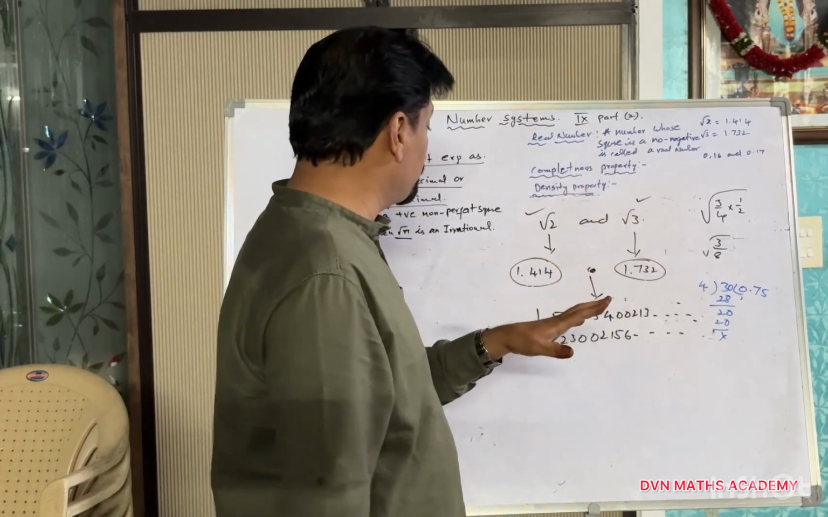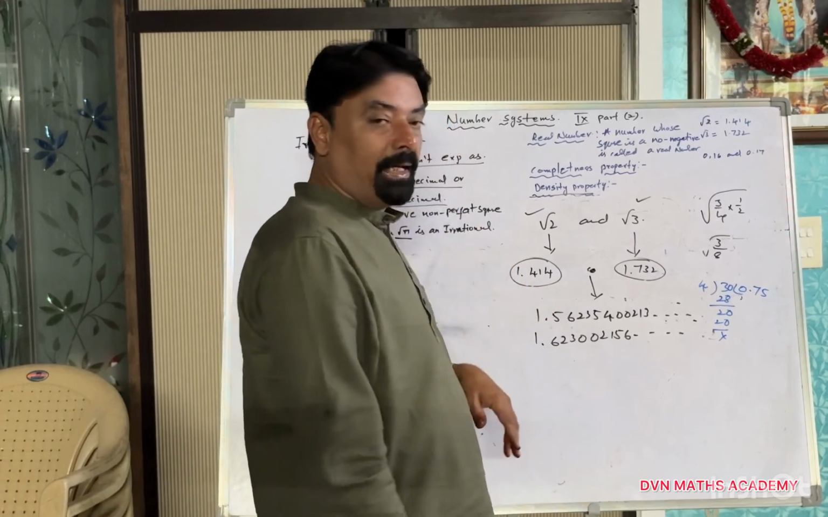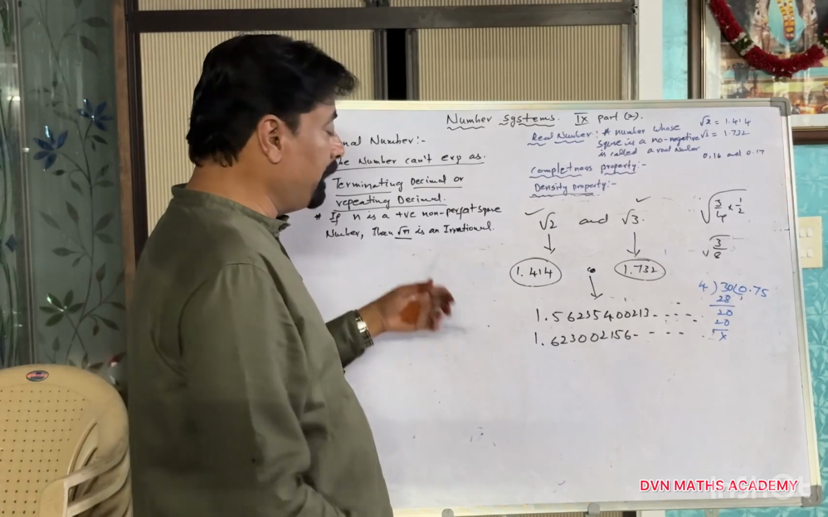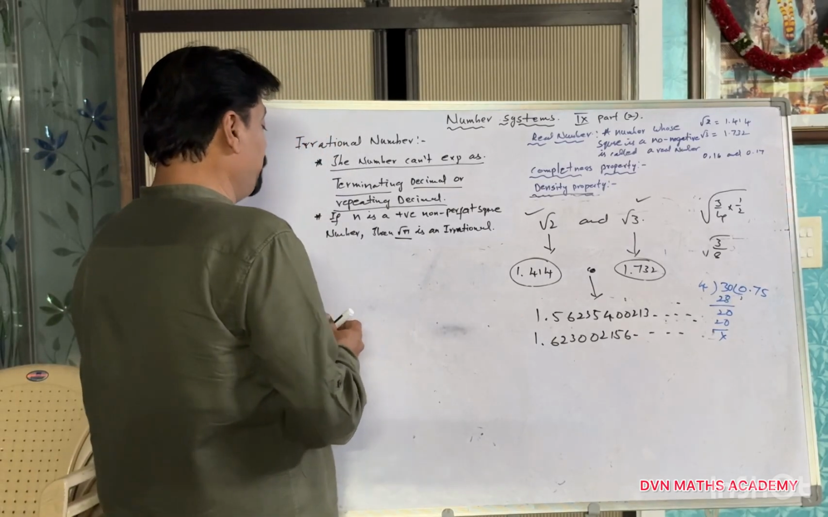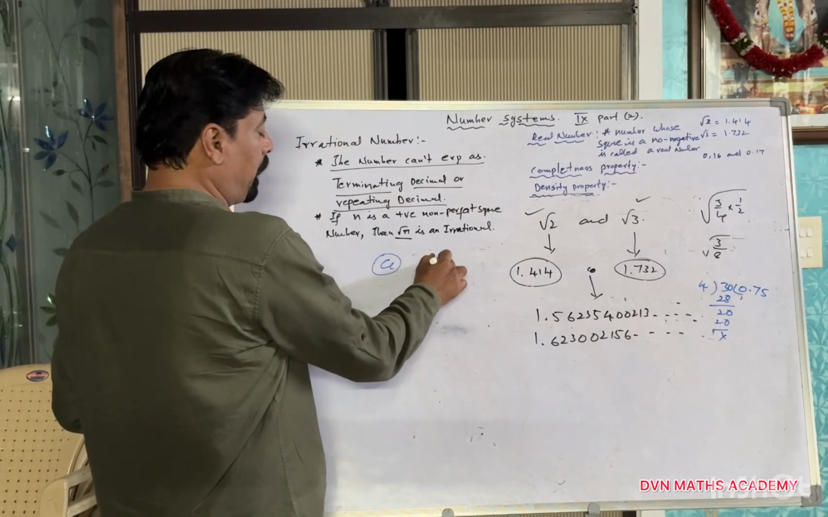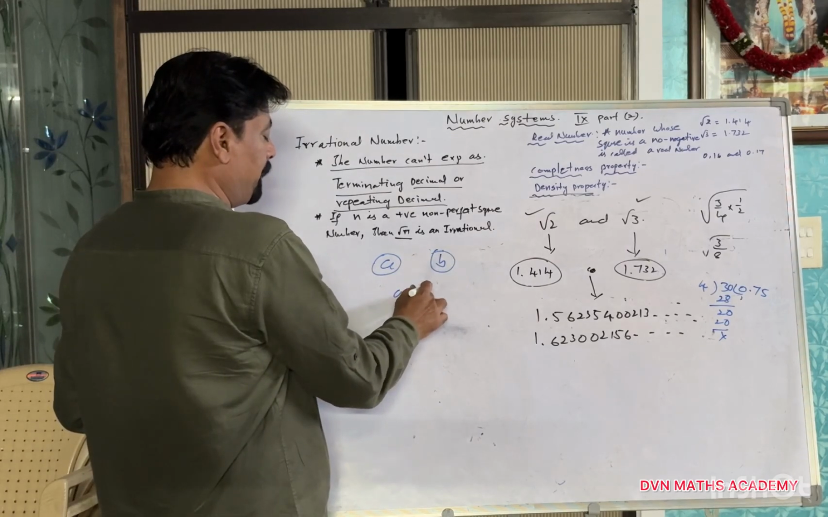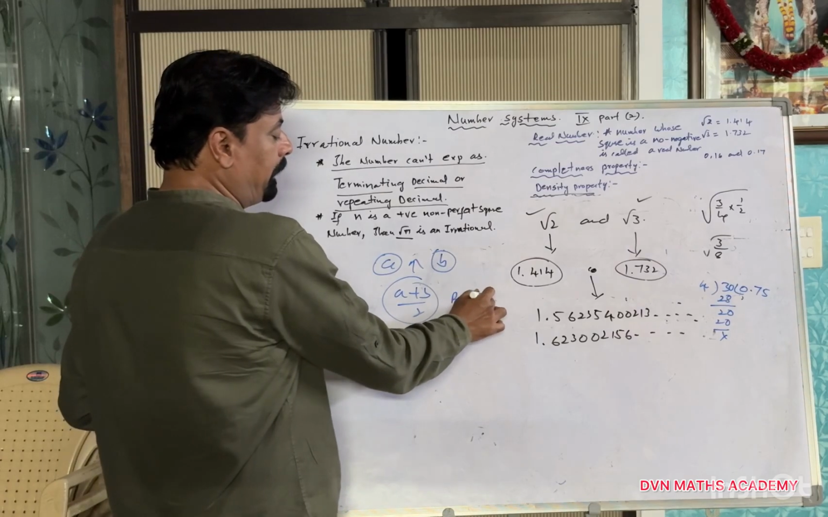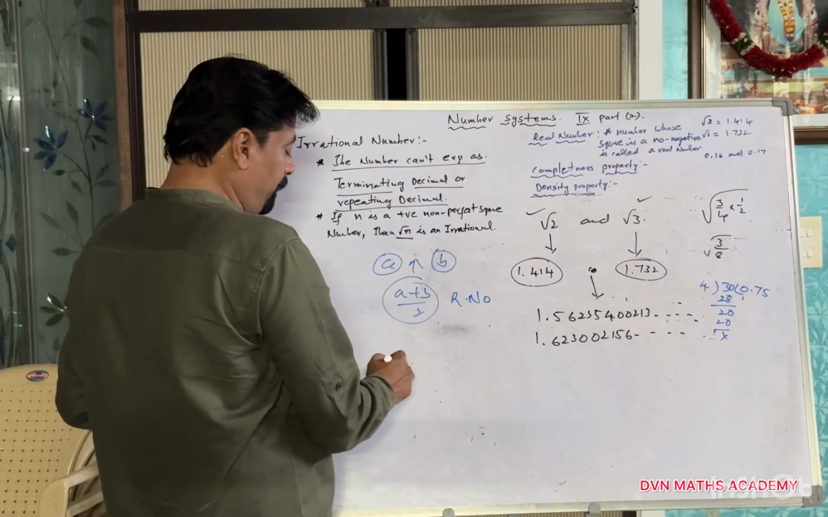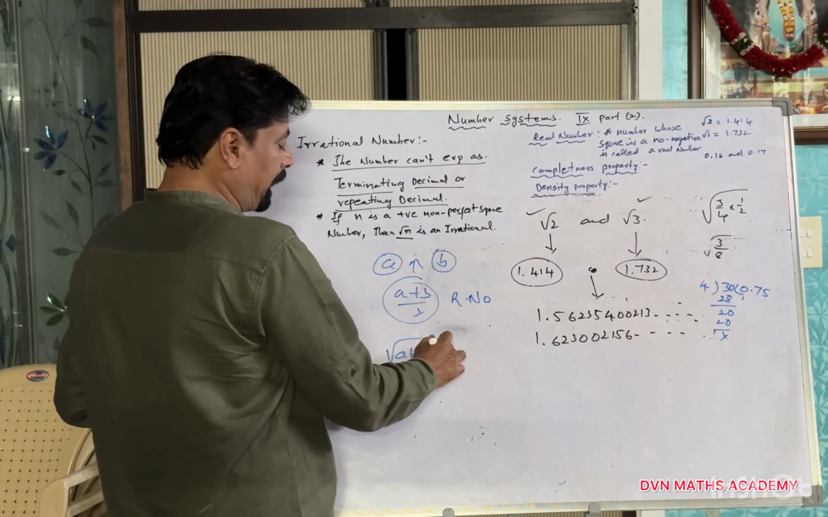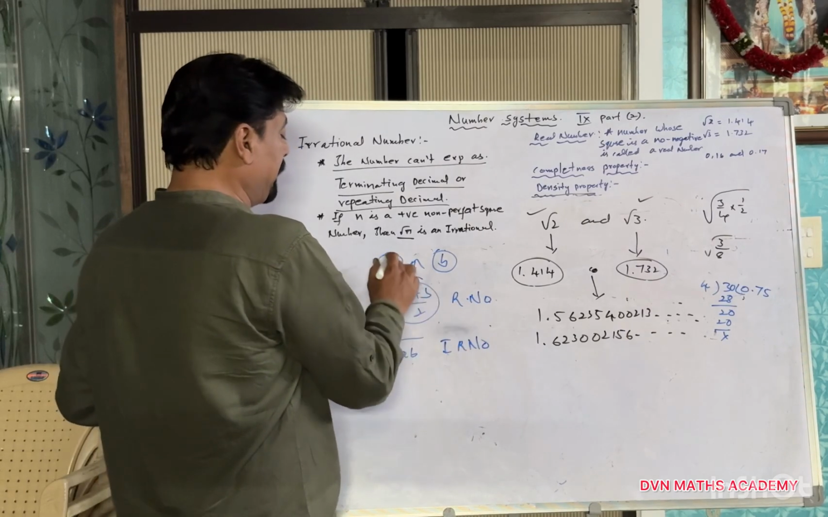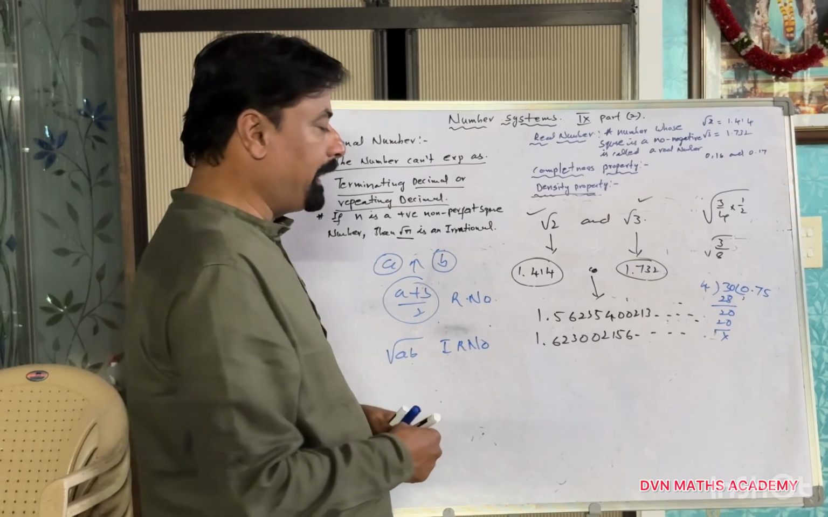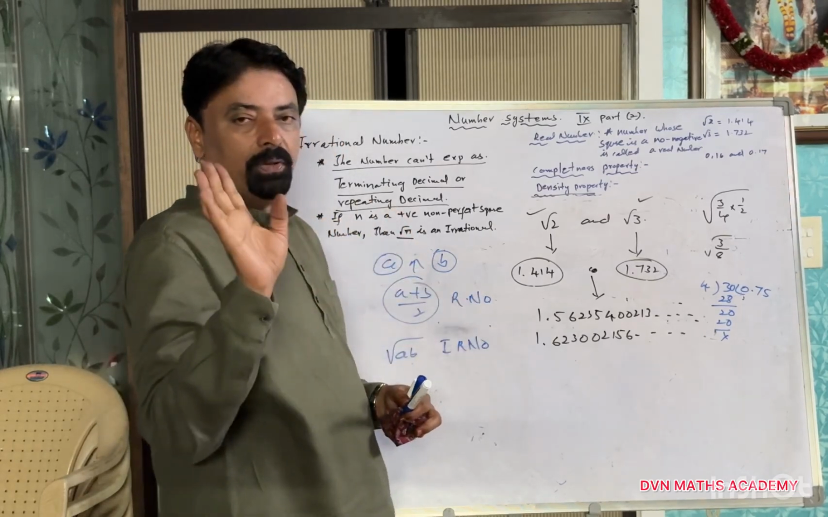Another concept I explained: if a, b are any two numbers, then (a+b)/2 is a rational number between the given two numbers. That is also very, very important. And if a, b are two numbers, then the square root of ab is an irrational number between a and b. By using these concepts you can also find irrational and rational numbers between given two numbers.